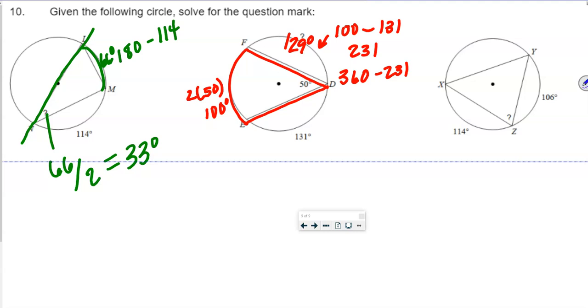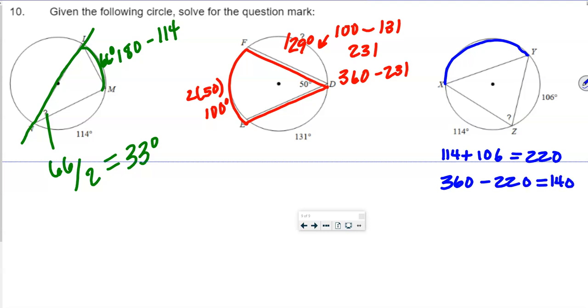So on this one right here, again, we've got one arc out of 3 that's missing. So we're going to combine these two, 114 plus our 106. That's going to give us 220. What are we going to subtract the 220 from? 360 minus 220. That's 140. So this arc here is 140 degrees. So then what is this angle right here, y'all? What do we do with the 140 to get the angle? Yes, we divide it by 2. So this angle right here is 70 degrees.